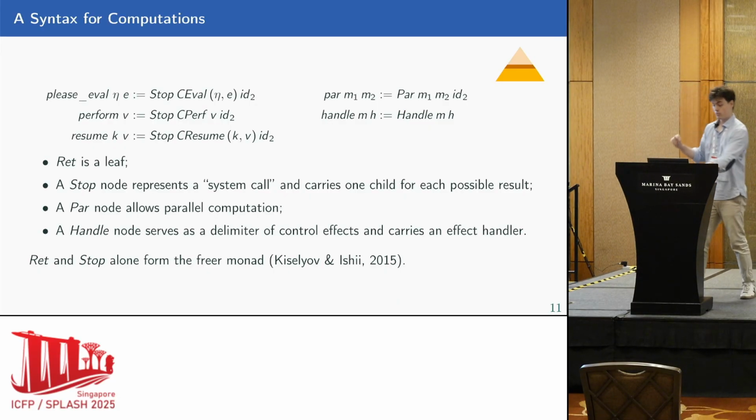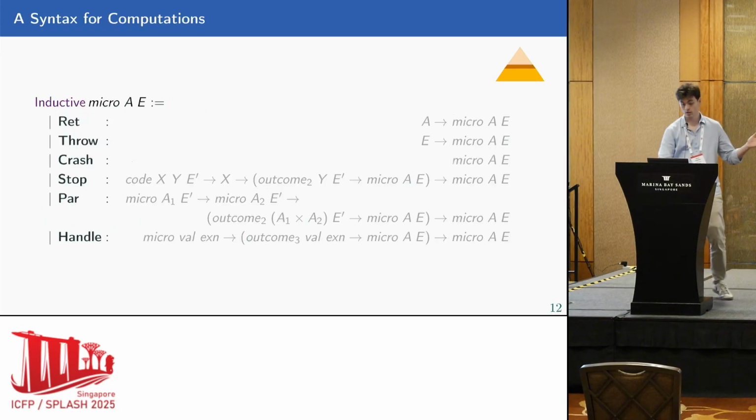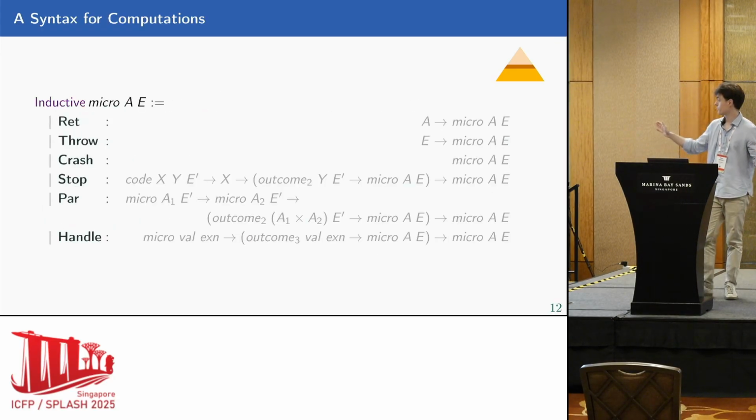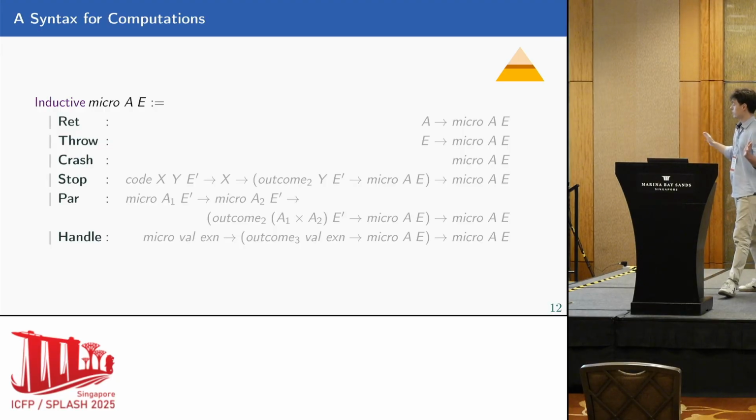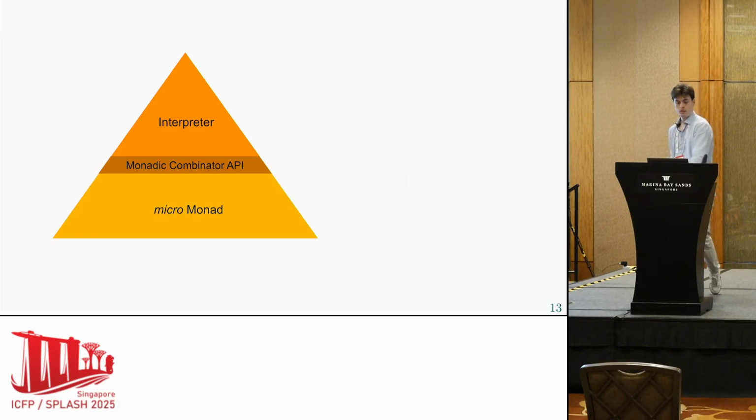And this is almost it, right? We add a few more types of leaves to model exceptions and undefined behavior. And that's actually a whole set of constructors for the monad. Again, this is quite short, quite maintainable, and quite concise, we find. So what's the story so far?